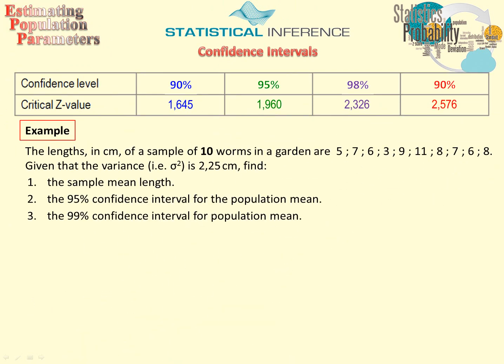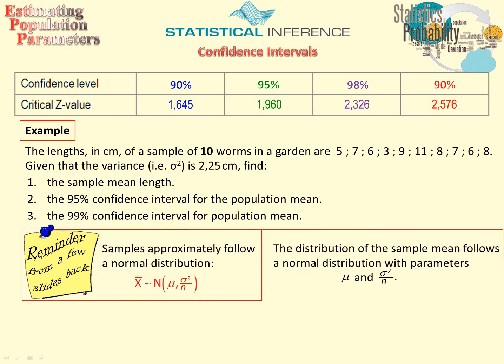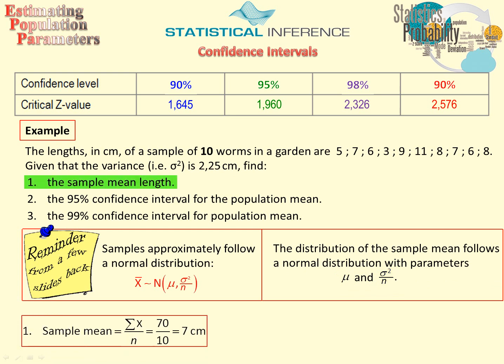So here we are. Lengths of 10 worms. There they are, length of 10 worms. Given the variance is 2.25. So samples follow that approximately. Notice that is of the population. So it follows normal distribution with those parameters. Sample mean length. Well, we're going to add them and divide by 10. That's how we get 7 centimeters. So we now know the sample mean.